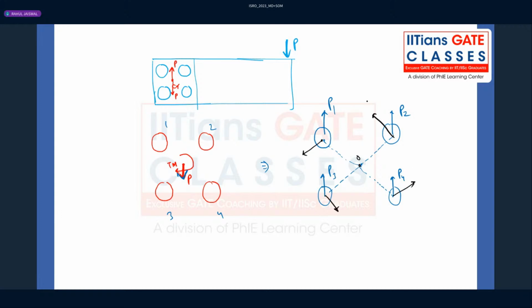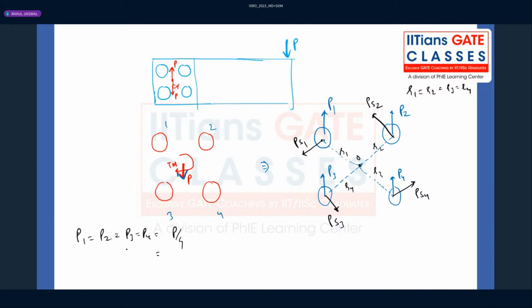They will offer secondary forces PS1, PS2, PS3, PS4 at radial distances R1, R2, R3, R4. Of course, in this case, R1 equals R2 equals R3 equals R4. So how to calculate the primary force? The primary forces P1, P2, P3, P4 are each equal to P by 4. Why P by 4? Because this load is acting exactly at the centroid, so it will be equally distributed.